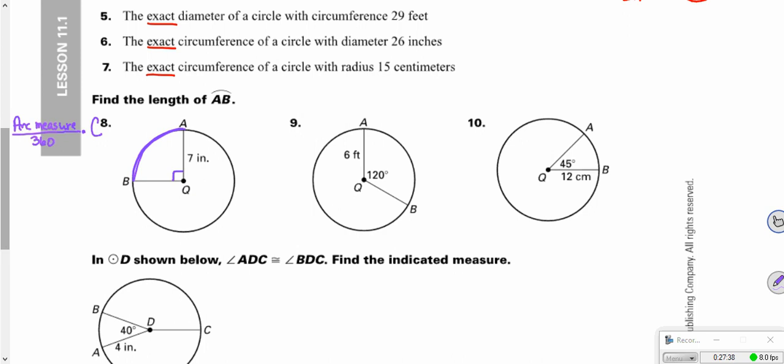So this is going to be 90 over 360 times our circumference. We've got a radius of 7, so that's 2 pi times 7. So this is 1/4 times 14 pi, or 7 pi over 2 would be the exact answer. That is approximately 11 inches if you poke that in a calculator, and round, it actually rounds up to 11.00.